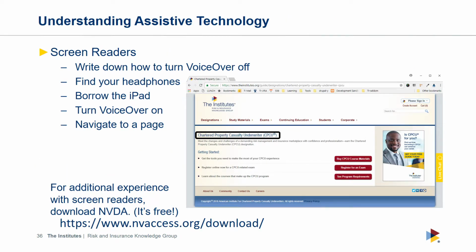This is what VoiceOver kind of looks like when you use it. You want to write down how to turn it off. Find your headphones, borrow the iPad, turn VoiceOver on, navigate to a page. It will start up at the top. When it gets to about here, it'll say skip to main content.